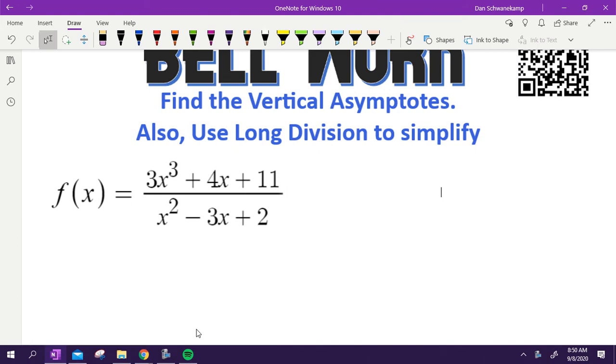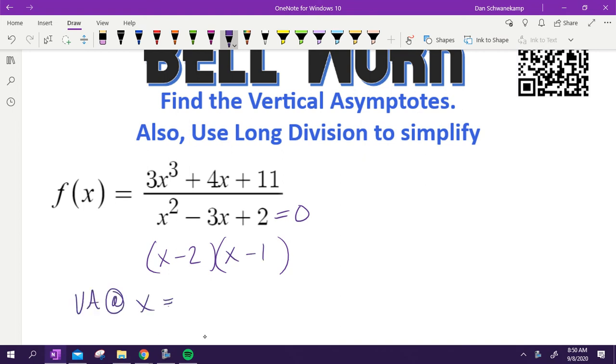Max, how do I find vertical asymptotes? Factor the bottom. So we're going to take the bottom, set it equal to 0, and we're going to solve. What did you factor that into, Max? Lydia, what did you factor that into? X minus 2 and x minus 1. So we're going to have vertical asymptotes at x is equal to 1 and 2.